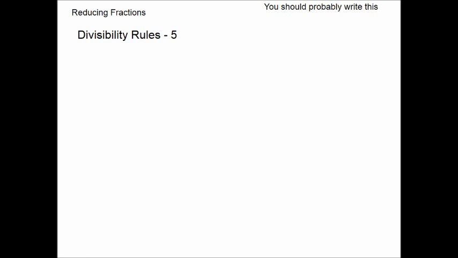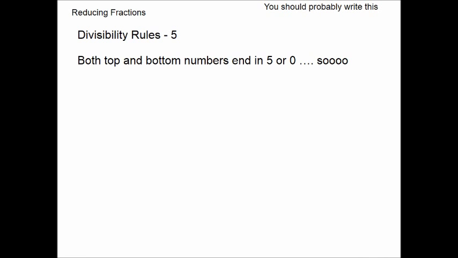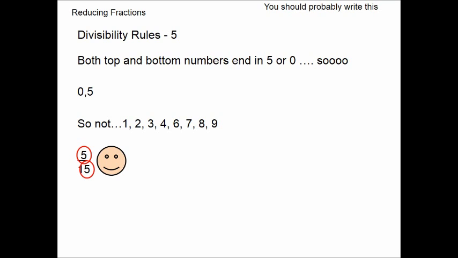So again, you should probably be writing this. Both top and bottom number end in 5. So 0 and 5. That's what we're looking for. Not 1, 2, 3, 4, 6, 7, 8, 9. So if it ends in 5 or 0, let's see. 5 ends in 5. So that one's good. So 5 over 15. 15 ends in 5. So they both end in 5 and 0. Awesome. So that one is divisible by 5.